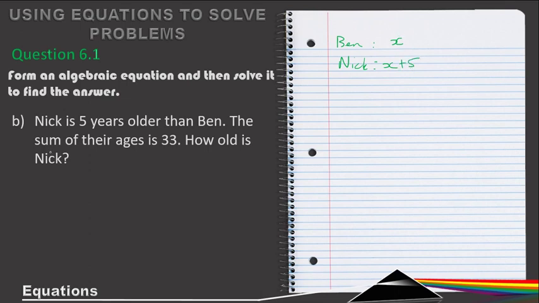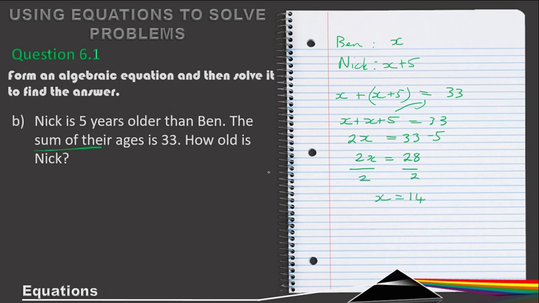Now, if you have the sum of their ages, what does the sum mean? The sum means you add together. So Ben's age plus Nick's age, which is that, should equal 33. Now we just solve for this. So this is x plus 5 equal to 33. Then to solve for this, take the 5 over and add your x. So that's 2x equals 33 minus 5. So 2x is equal to 28. Then if I divide both sides by 2, I get x is equal to 14.